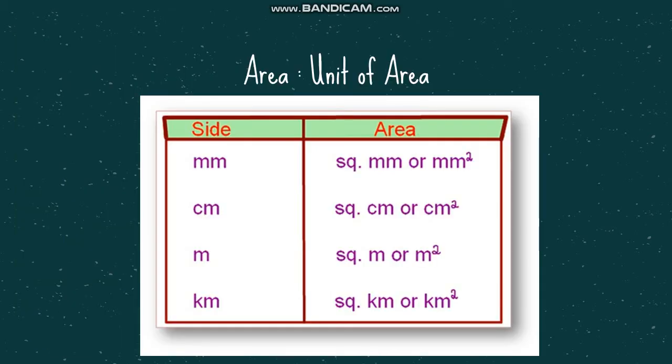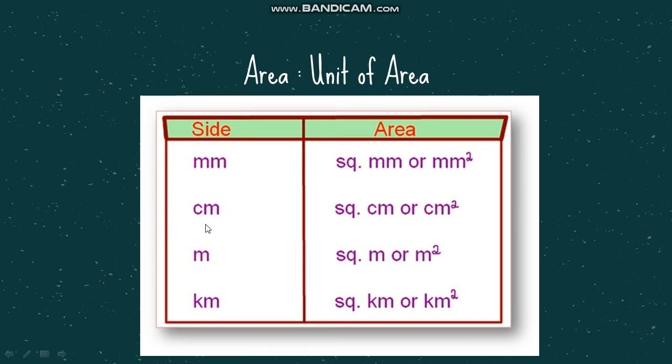So let's learn about the unit of area. What unit do we use for finding the area? The unit of area is very important. When you are finding the area of anything, you need to mention the unit of it. If it's a very small thing, then you mention it in millimeter. So the area of that will be mentioned as square millimeter or millimeter square. SQ stands for square.